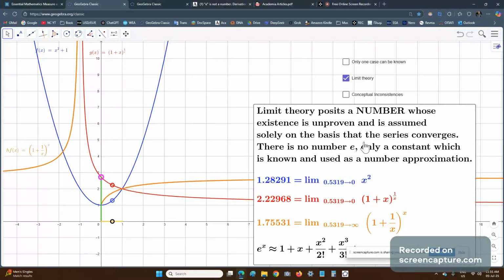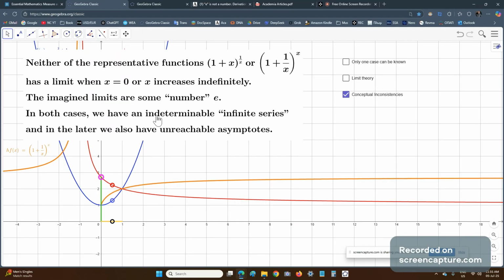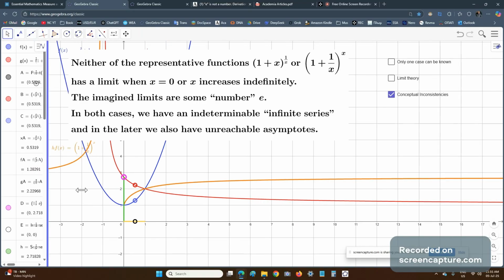And this is so due to the fact that there is an asymptote here, between these orange ones. You'd think to yourself that since neither of these representative functions has a limit when x is equal to 0 or x increases indefinitely, it doesn't have a limit at all. E is not a limit. The imagined limits are some number E, and in both cases we have an indeterminable infinite series, and in the latter case we also have unreachable asymptotes.